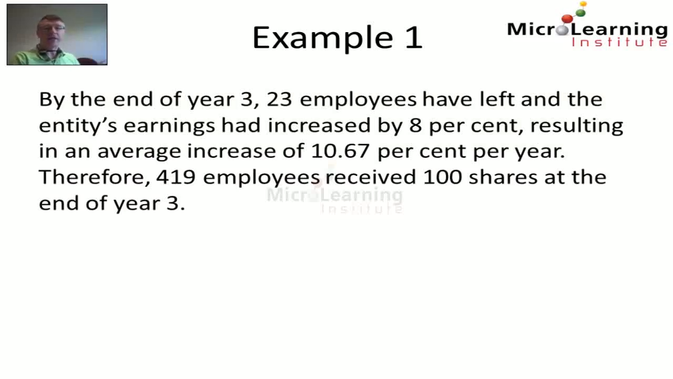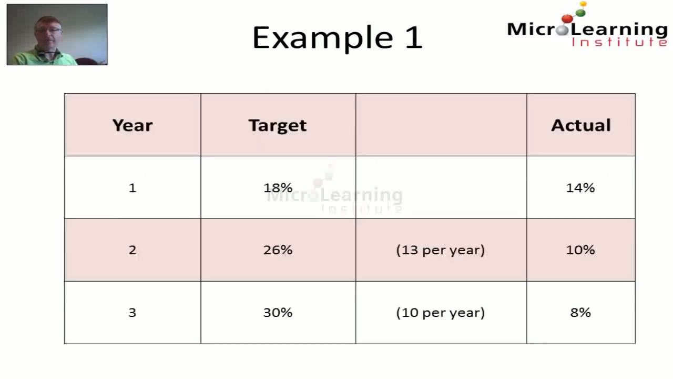Next, we're told that by the end of year 3, 23 employees have left and the entity's earnings had increased by 8%, resulting in an average increase of 10.67% per year. Therefore, 419 employees received 100 shares at the end of year 3. So let's have a look now.